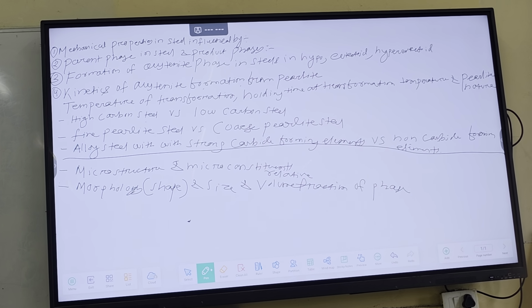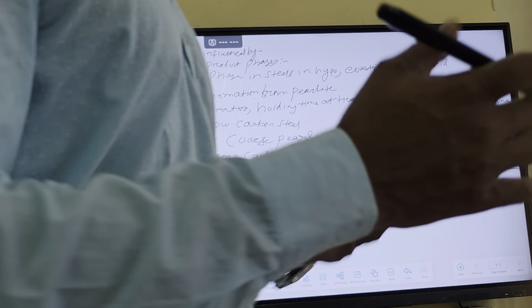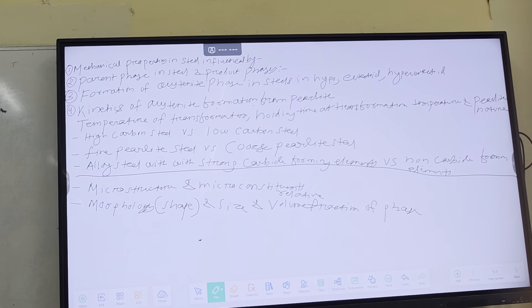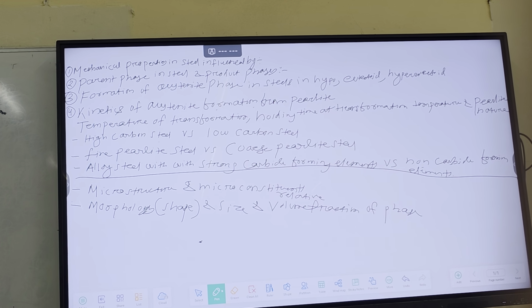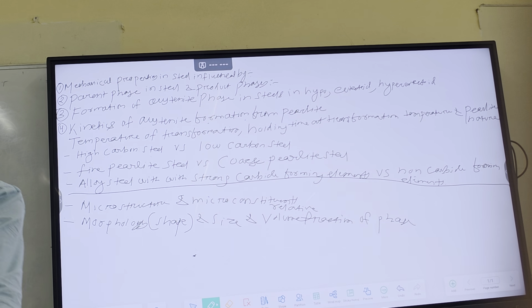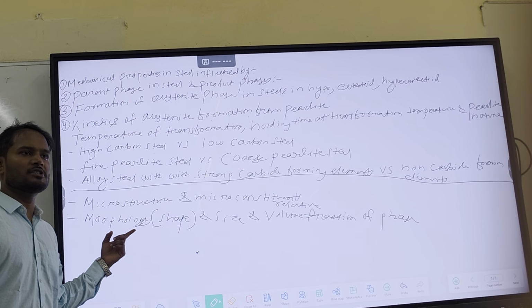What are the phases you remember? Room temperature phases: ferrite, pearlite, cementite, right? And if it is non-equilibrium, also you know that, bainite and martensite, right? Already we have discussed the nature of phases. So all will affect the property. The morphology will change, property will change.